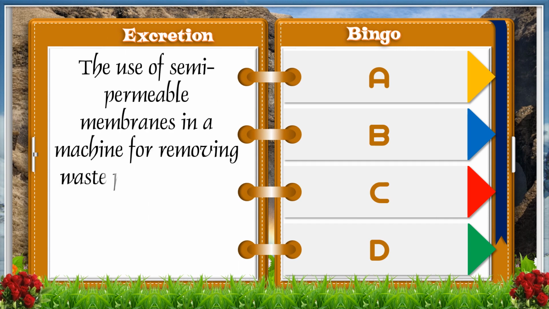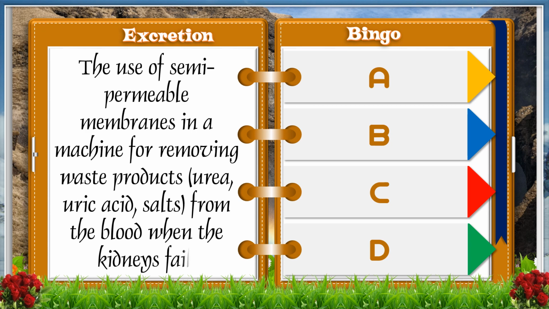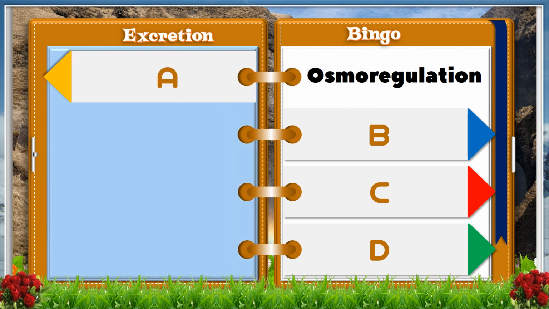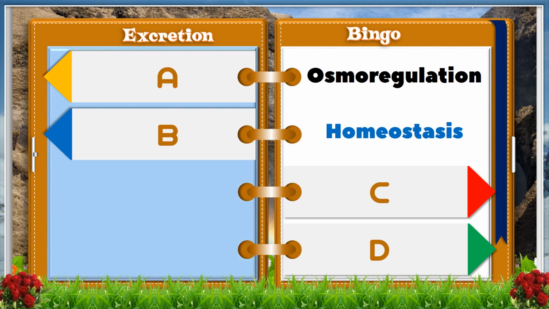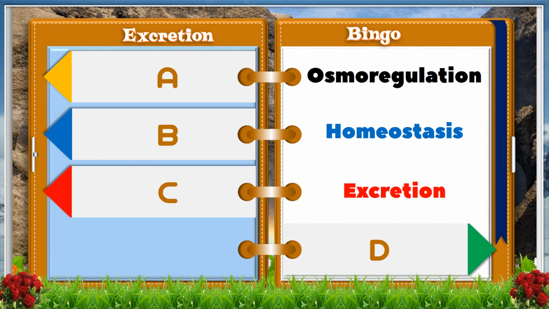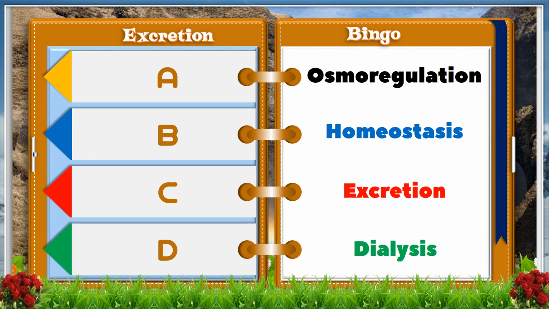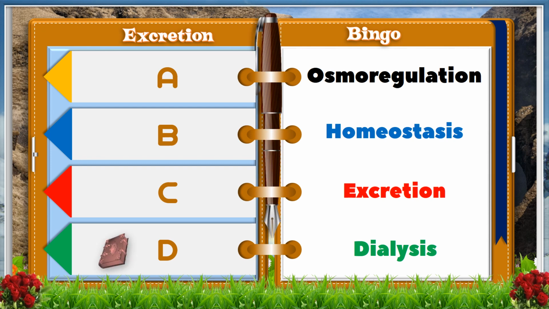The use of semi-permeable membranes in a machine for removing waste products like urea, uric acid, salts from blood when the kidney fails. A. Osmoregulation. B. Homeostasis. C. Excretion. D. Dialysis. And the answer is D. Dialysis.